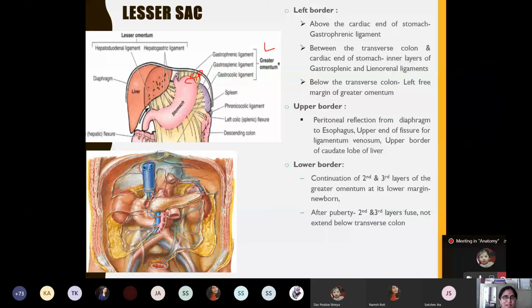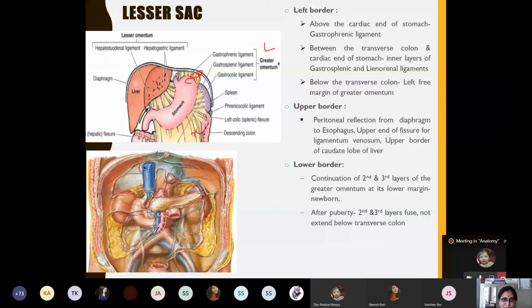Then between the transverse colon and stomach, the left border of the lesser sac is formed by the ligaments. What are the ligaments? The ligament between stomach and spleen, gastrosplenic, and the ligament between spleen and kidney, kidney not shown here. What is the name of the ligament? Lienorenal ligament.